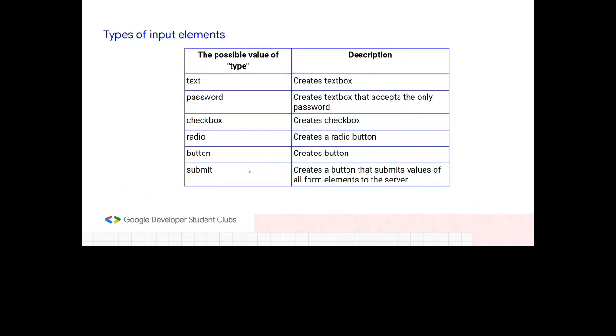Next, submit. If you give your input type equals to submit, then it's going to submit your entire details to the page where you are going to store the values of your form. So these are a few types of input elements.